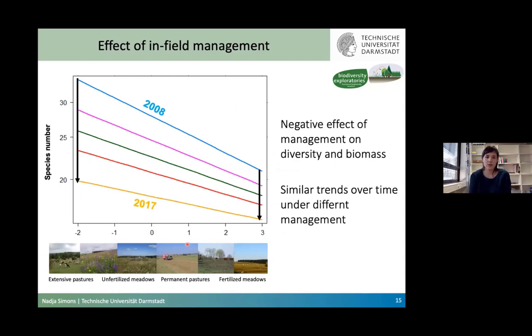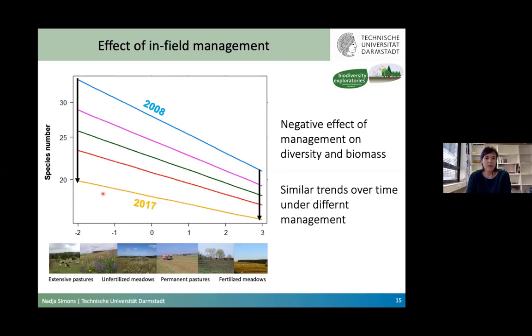This conclusion is also confirmed when we look at the change in species number across the gradient of land use intensity. So here on the x-axis, we now have land use intensity and then species number again. So we see a clear negative effect of management intensity on species numbers, but this relationship is stable over time.